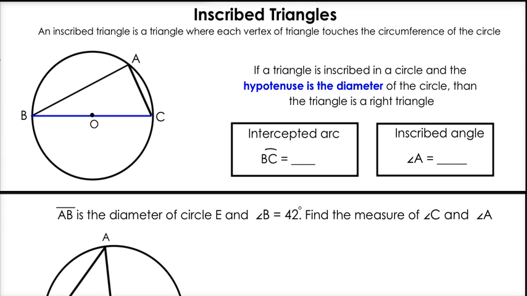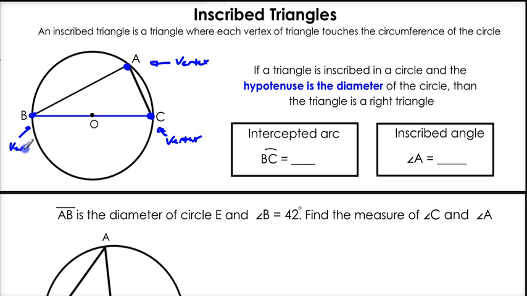Now, what does it mean to be an inscribed triangle? An inscribed triangle is a triangle where each vertex of the triangle touches the circumference of the circle. So let's break that down. Now, a vertex is where the angles of the triangle are. So these are all my vertexes. All right, so this is a vertex, and guess what? This is a vertex.